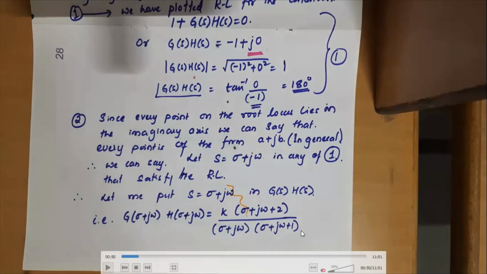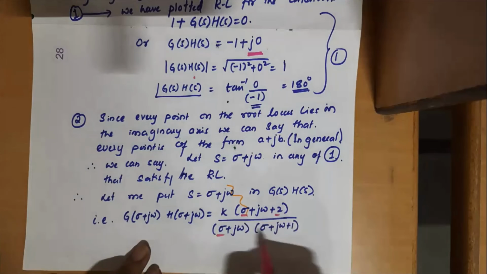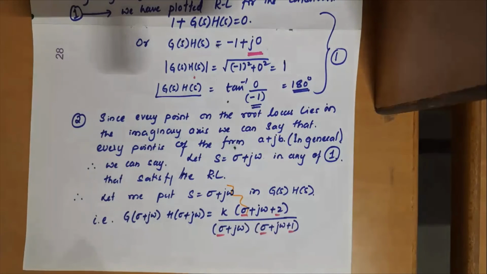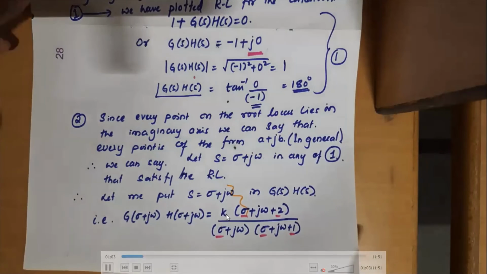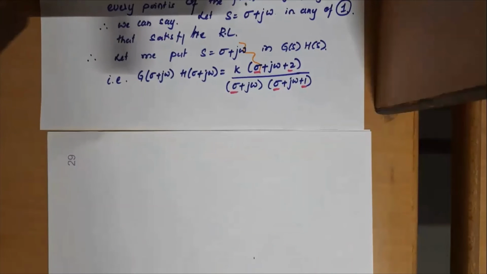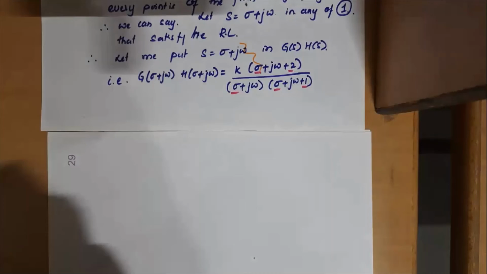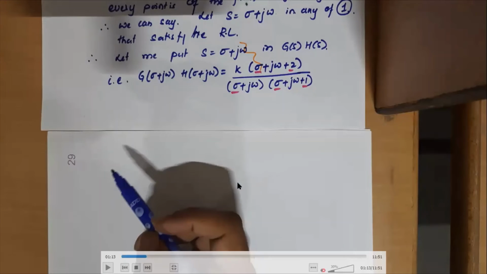We have real terms here: sigma and 2, sigma and 1. In all three terms, we have a real part and an imaginary part. K is a constant, which has only a real part with no imaginary part. Our ultimate objective is to show that part of the root locus is a circle, and for that we are working within the given loop transfer function only.